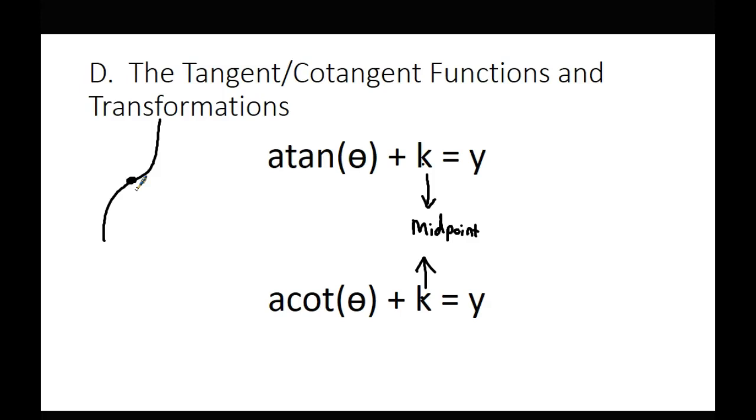Okay. This number here was our amplitude with sine and cosine, and it kind of does the same thing. Instead of telling you how far up to go from the midline, it just tells you how far to go up and down from the midpoint. So I'm not going to call it the amplitude. I'm going to call it the vertical stretch because amplitude applies to waves. That's a wave word. And these aren't waves, obviously. So we'll call it the vertical stretch here.